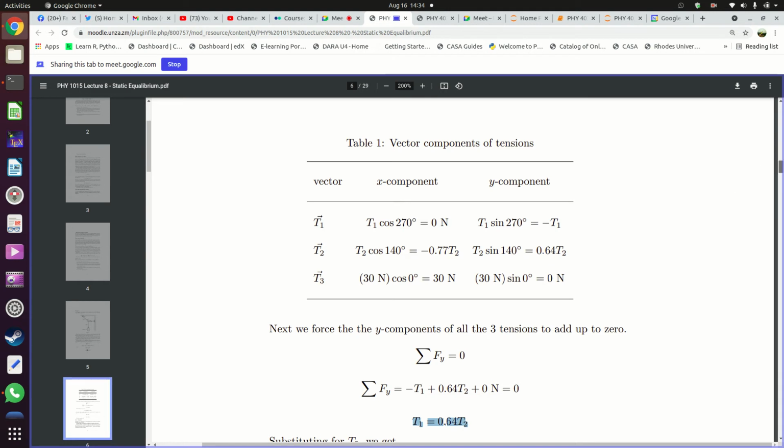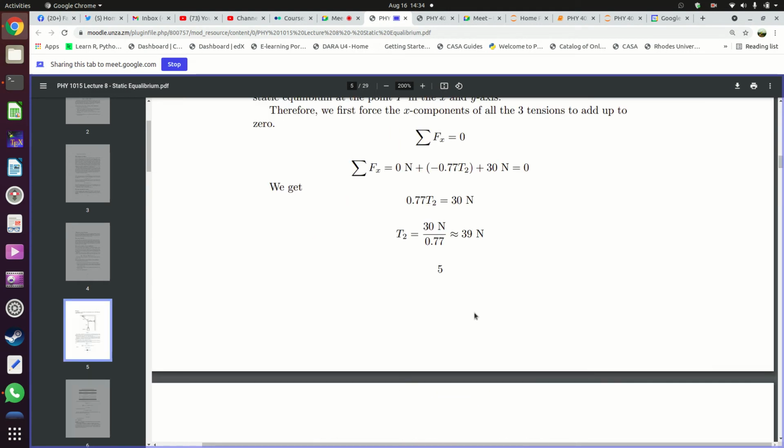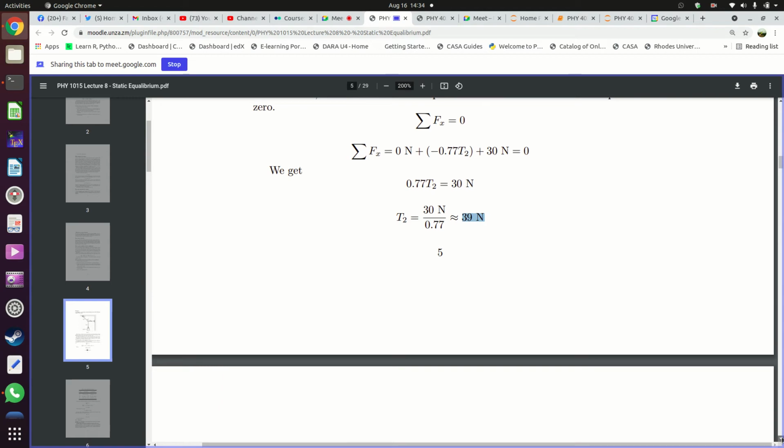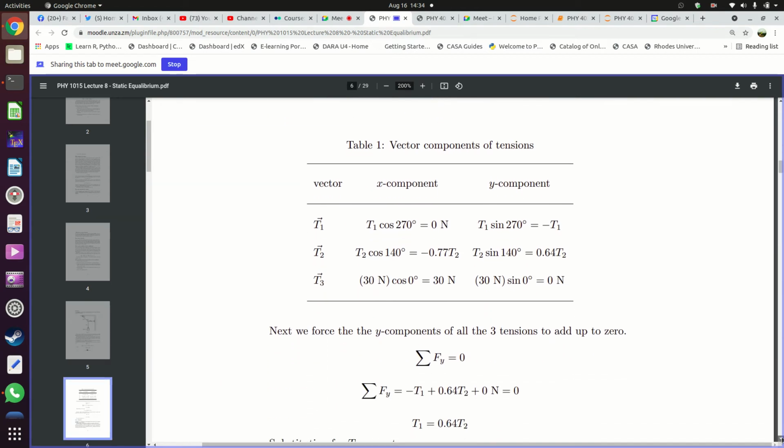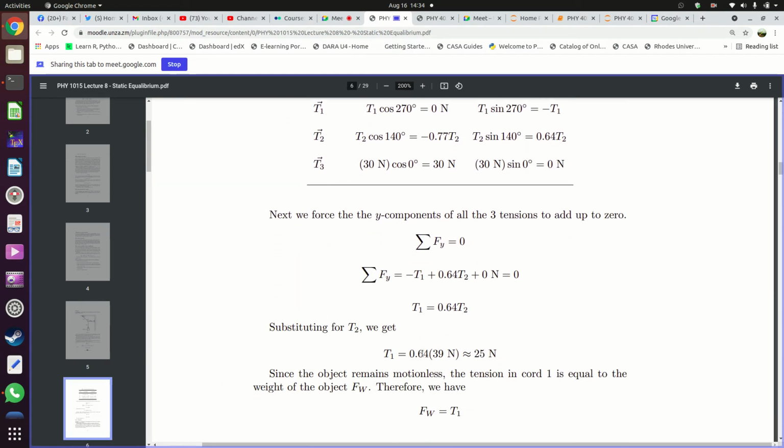But remember that we have just worked out that T2 is 39 newtons. So we can find out how much T1 is. T1 is equal to 0.64 times 39 newtons, and you end up with T1 being equal to 25 newtons. Is that clear? Yes, sir. I've got another question.